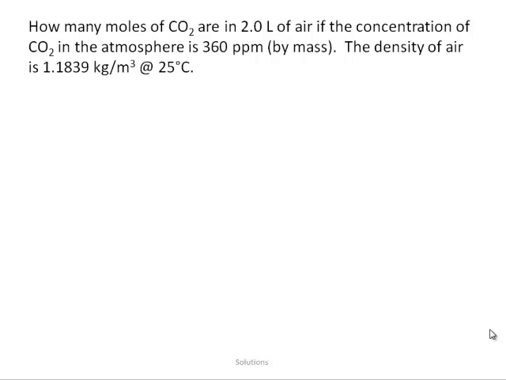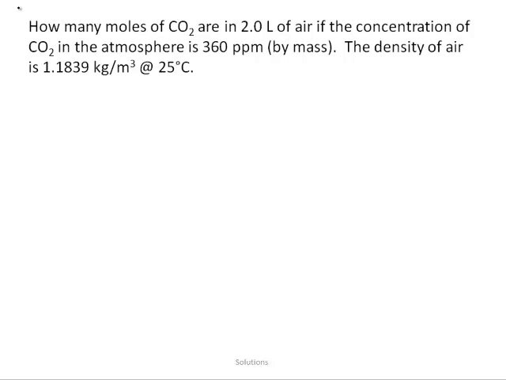Okay, so let's use parts per million as another conversion factor. Figure out how many moles of CO2 are in 2.0 liters of air. Okay, if we know the concentration of carbon dioxide in now a gaseous solution, 360 parts per million by mass, and the density of air, we can calculate the number of moles of CO2 in 2.0 liters of air.